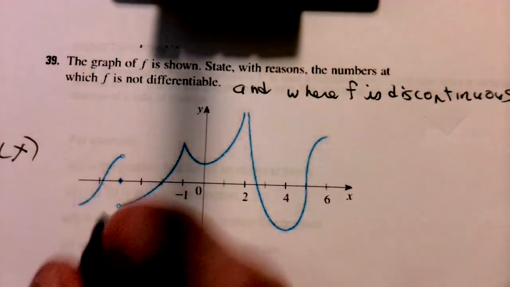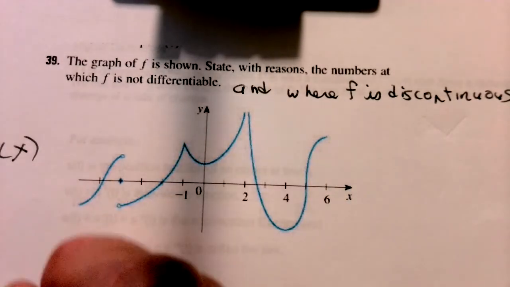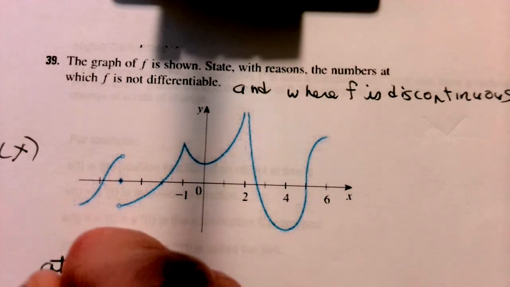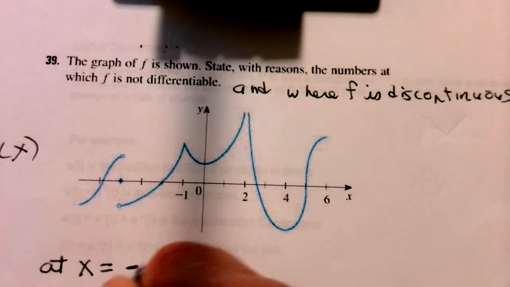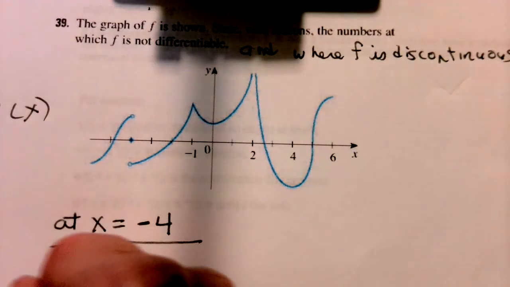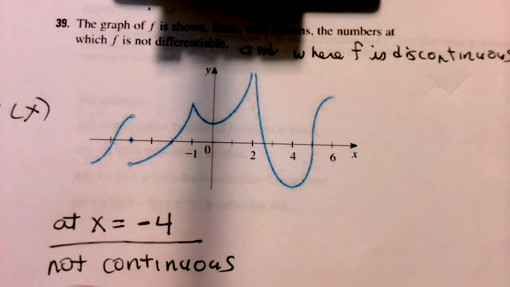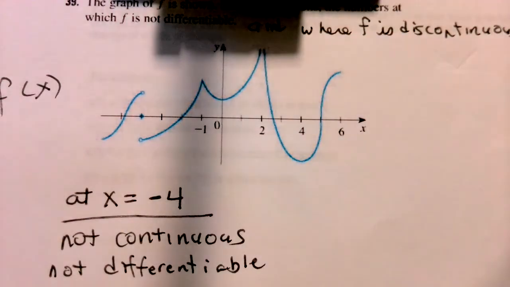Now, so if we're going left to right, that's -1, -2, -3, -4. So at x equal -4, and we could just do it like this. We could say where it's not continuous. It's not continuous, is it? So if it's not continuous, then it's automatically not differentiable, because remember, it has to be continuous first to be differentiable. So at x equal -4, it's neither one.